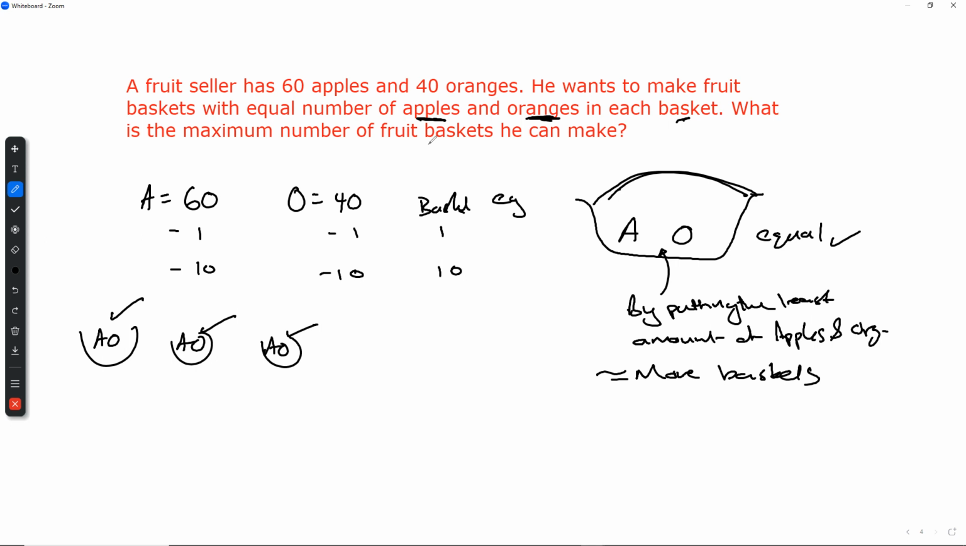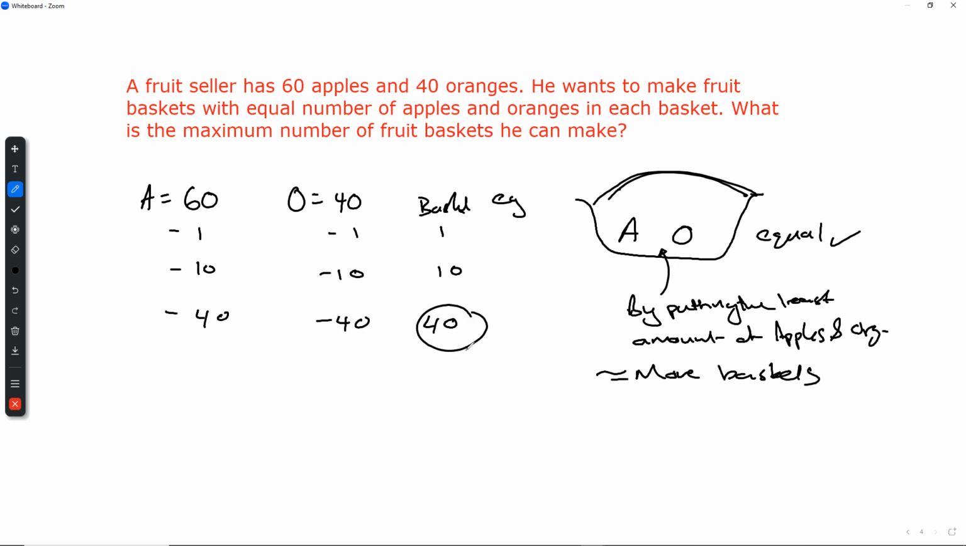So what is the maximum number of fruit baskets you can make? So here we go. 1, 2, 3 fruit baskets. If I put another one, it's 4. And this is 4 apples gone, 4 oranges gone. Now, let's look at this carefully. If I have 40 of these and 40 of these, that means I can have a maximum of 40 baskets. So the answer should be 40 baskets.